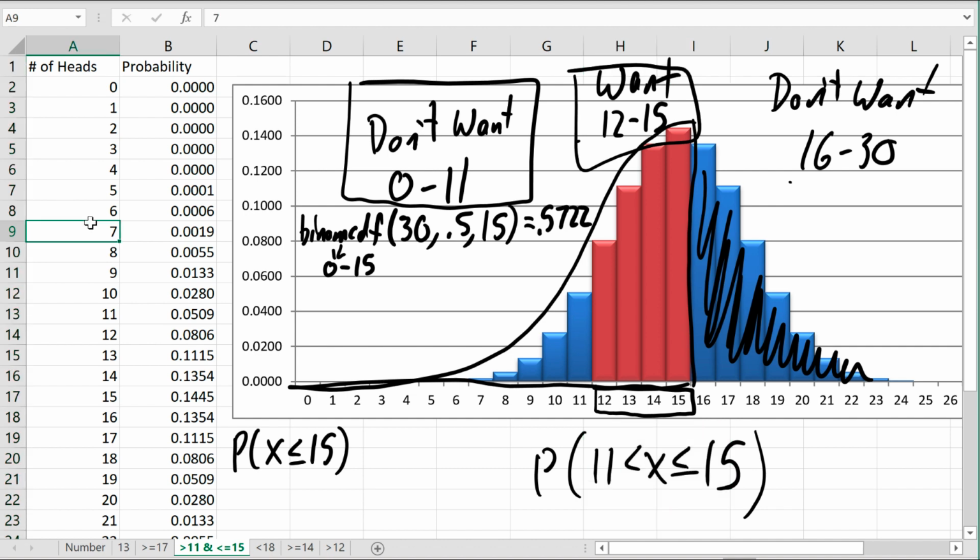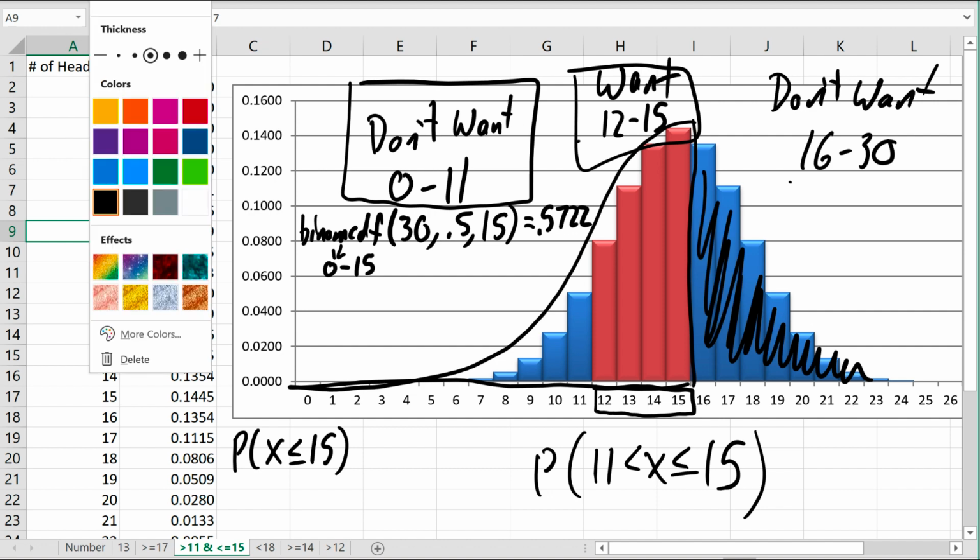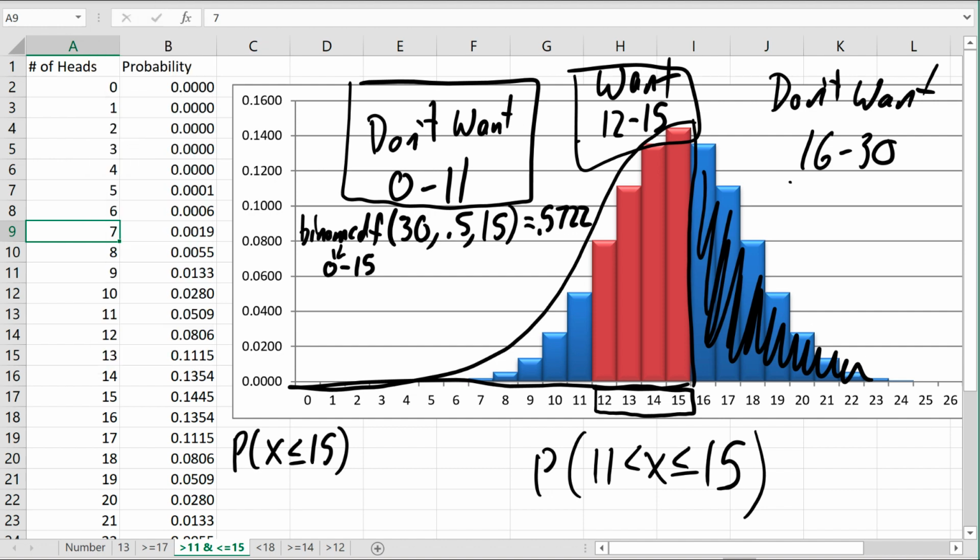All right, so if both of those together, 0 through 11 and 12 through 15, give us 0.5722, then if we can just find the part that we don't want, 0 through 11, and subtract that out, that gives us our answer. So remember, anytime we're subtracting, we are subtracting out what we don't want. So always write that out, what we want, what we don't want. So we don't want 0 through 11. All right, so let's find that.